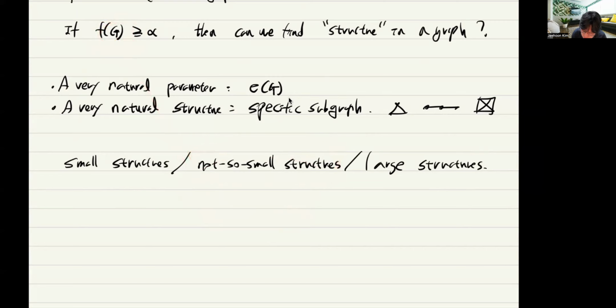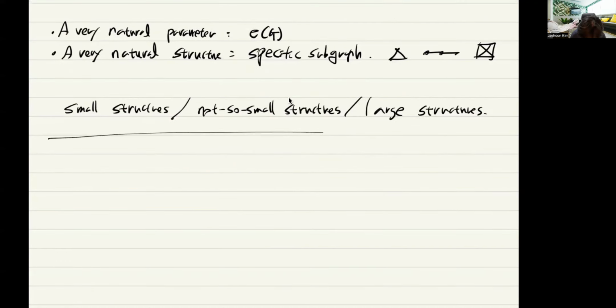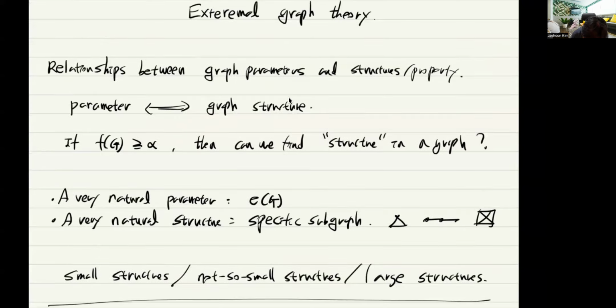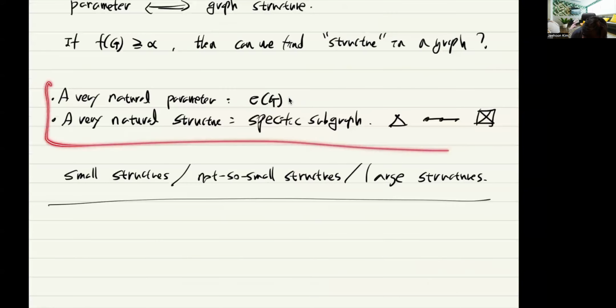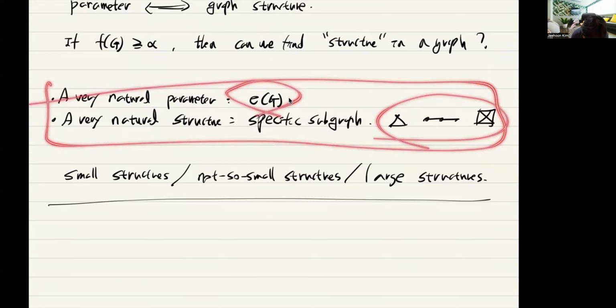And a large structure is like a near spanning or spanning structure. In an n vertex graph G, can you find the Hamilton cycle, which also consists of n vertices? So it has size comparable to the original graph, which is like finding an optimal structure. So we will consider those themes, and we will start from small structure. And as I mentioned, the most natural parameter for us to consider is the number of edges and specific subgraph.